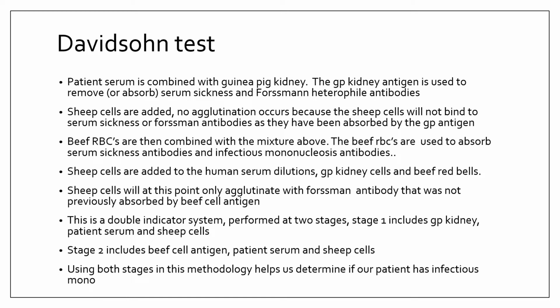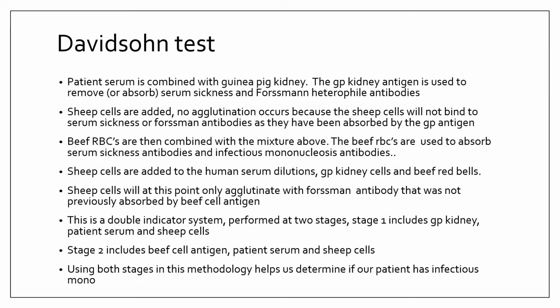In the Davidsohn test, we're going to take guinea pig kidney and combine that with patient serum, and the guinea pig kidney antigen is used to remove, actually absorbing, the serum sickness and Forssman heterophile antibodies. Then what we do is we add sheep cells. No agglutination occurs because the sheep cells will not bind to serum sickness or Forssman antibodies, as they've been absorbed by the guinea pig antigen.